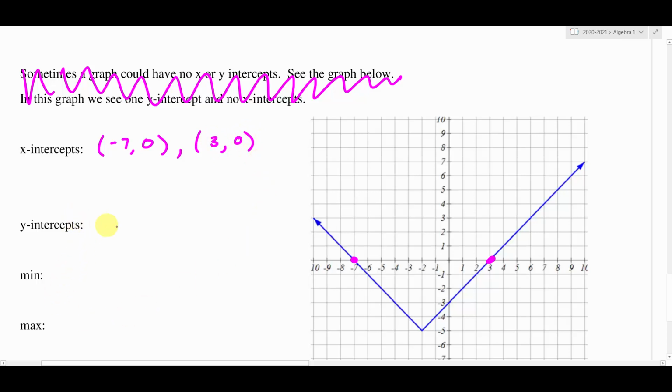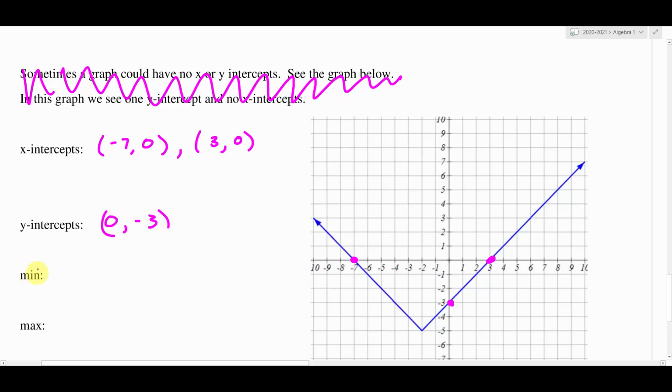All right. Y-intercepts, right? So the y-axis is right here. We're looking for where the graph crosses over the y-axis, and that is located right here at -3. But remember, we're not just going to write -3. This would be wrong. We have to say (0, -3).